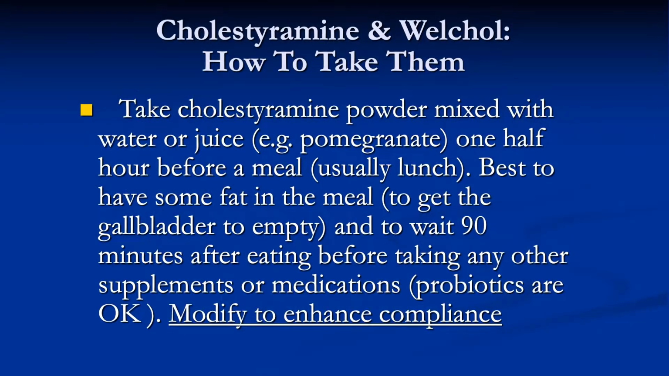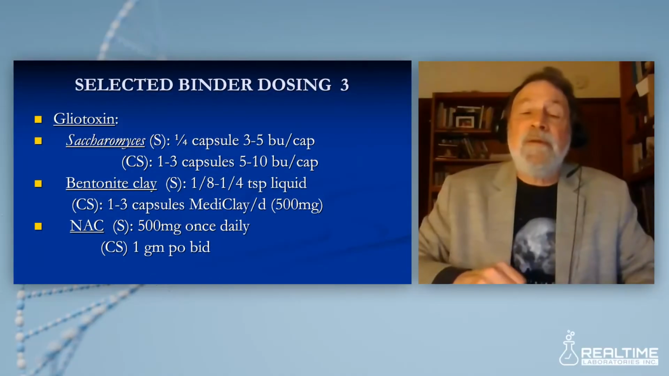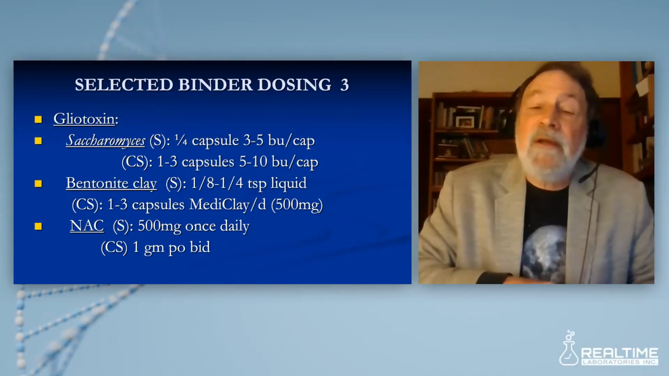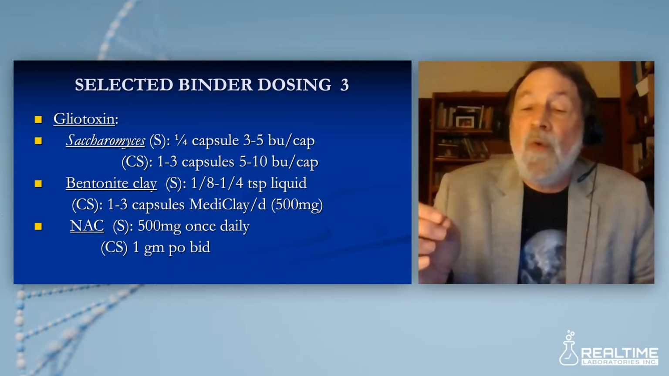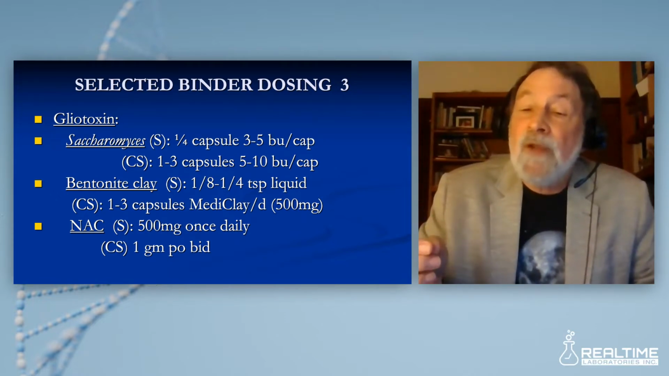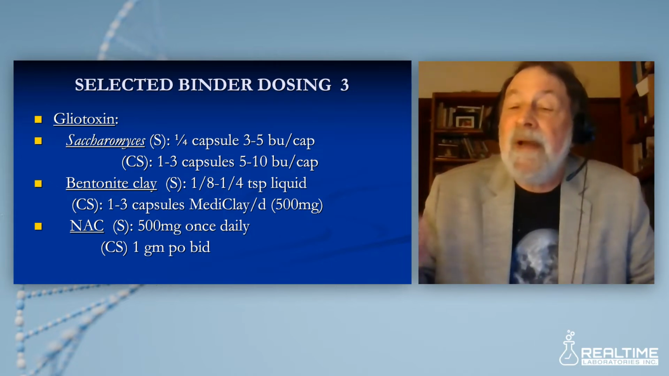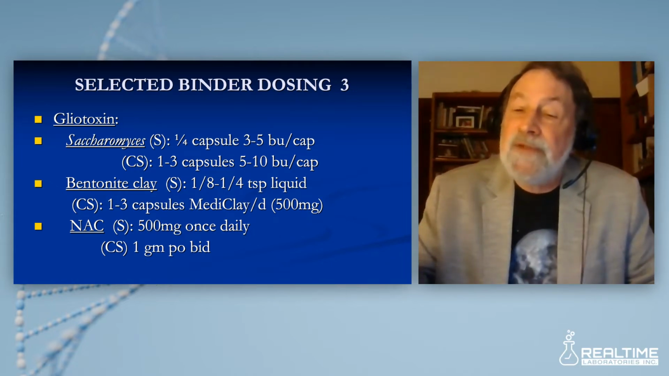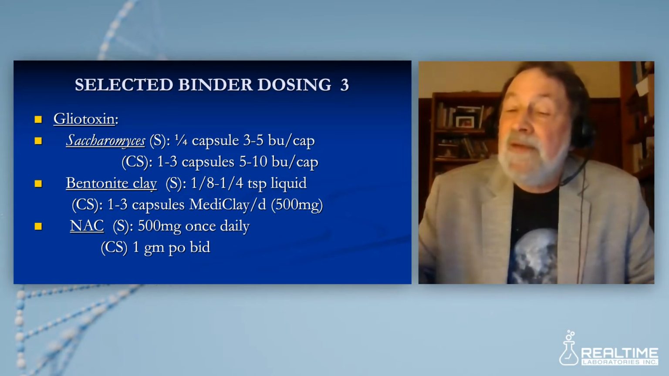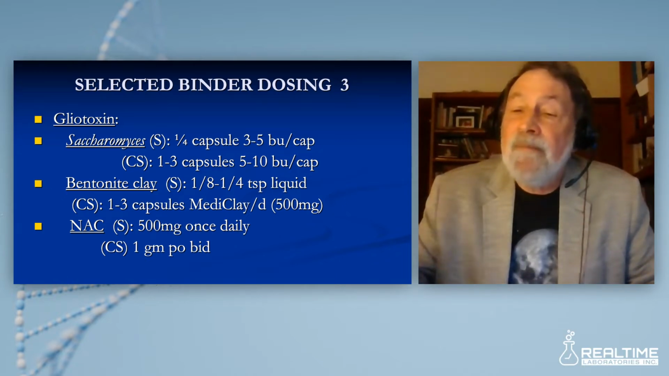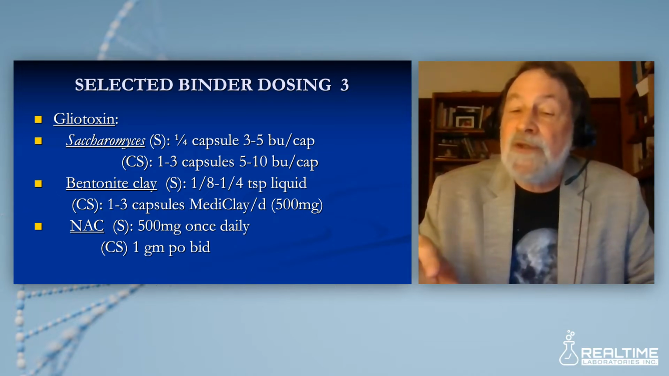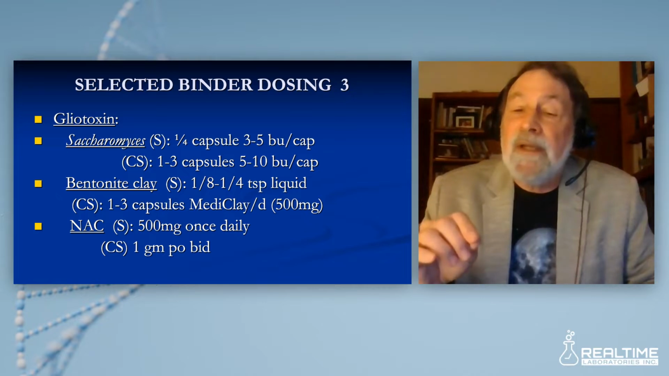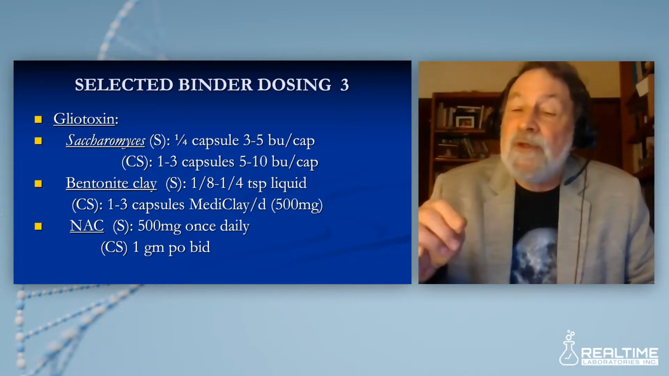Again, this is simply how to take cholestyramine in more detail. For gliotoxin, if we're going to take Saccharomyces for a sensitive patient, we might use a sprinkle or 1/4 of a capsule on food using a lower strength Saccharomyces. Saccharomyces comes as 3, 5, and 10 billion units per capsule. And so use the lower dose for a sensitive patient, a higher dose for a constitutionally strong patient. And ultimately, you want to have them take 1 capsule with each meal.